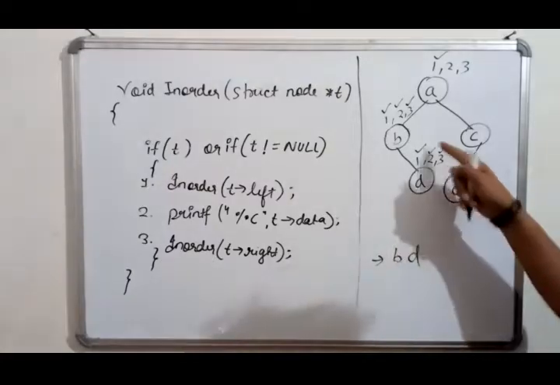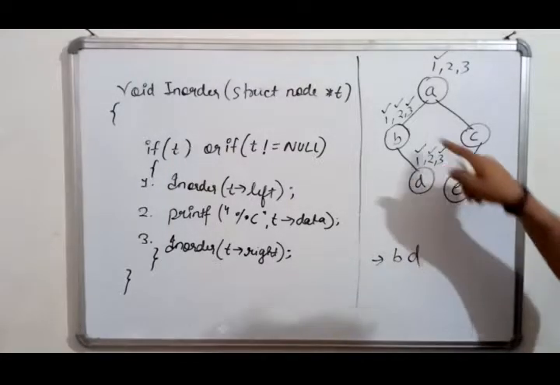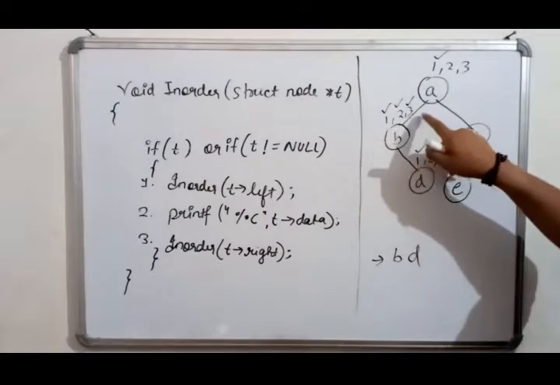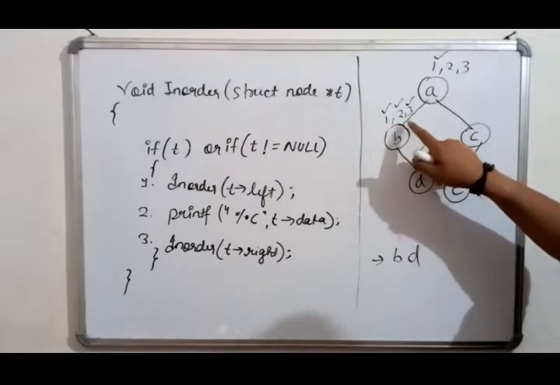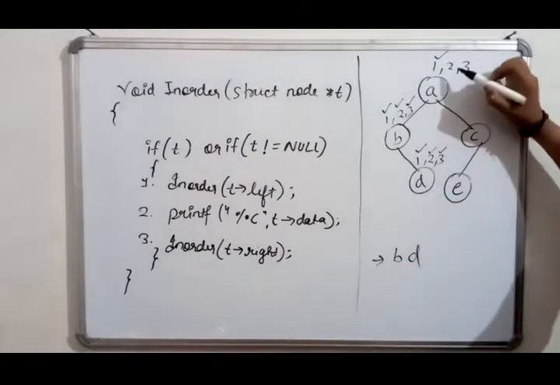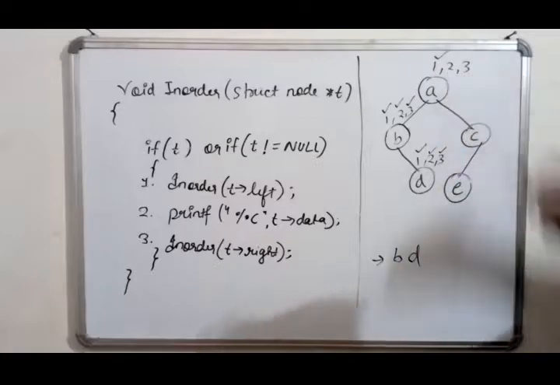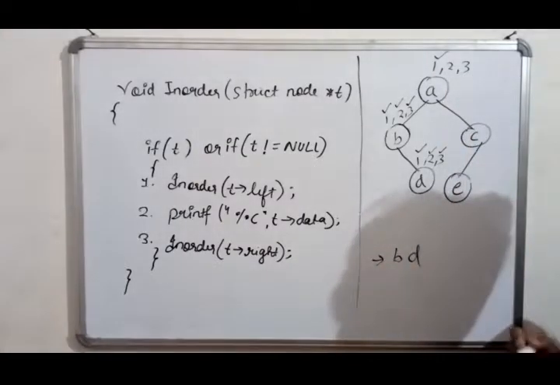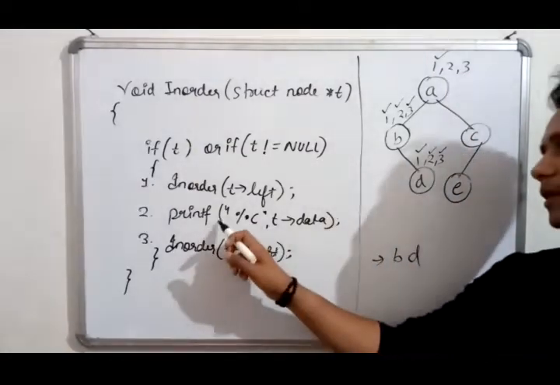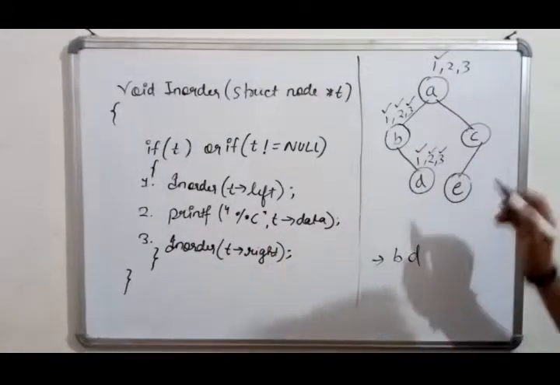Now we will go back and check that all three instructions of B are executed. Yes, all three instructions of B are executed. Now let's go to the root, that is A. A has only one instruction executed. So now we will execute its second instruction. The second instruction is printf of t to the data. So what is the data of this? A.